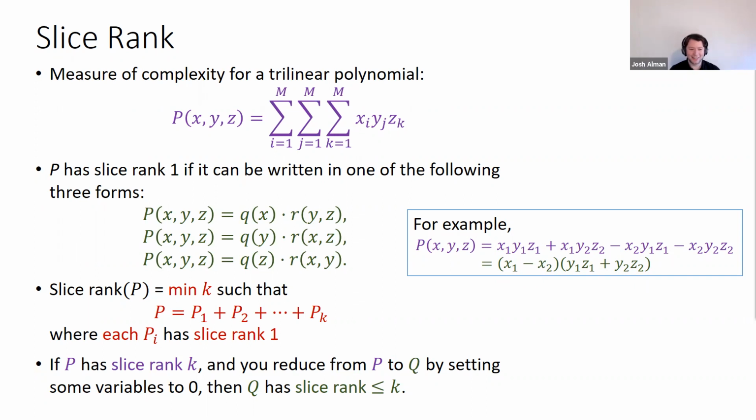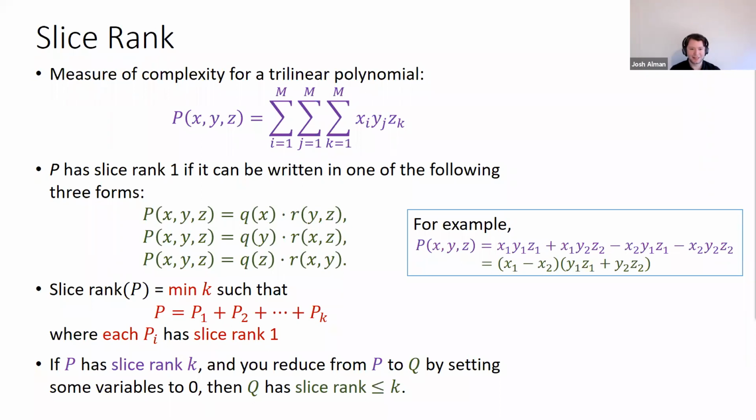So it's clear in the case of just setting variables to 0 that slice rank can't increase when you do a reduction. And in fact, you can show even for these more general types of reductions, slice rank can't increase when you reduce from one problem to another.